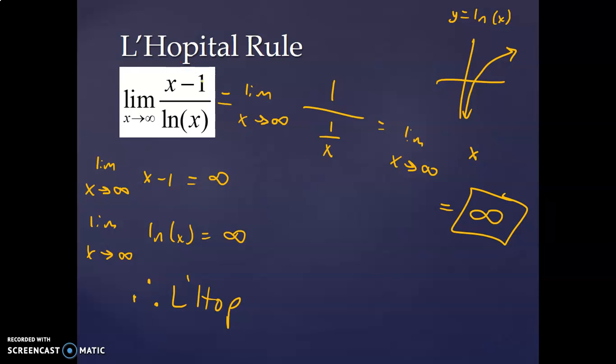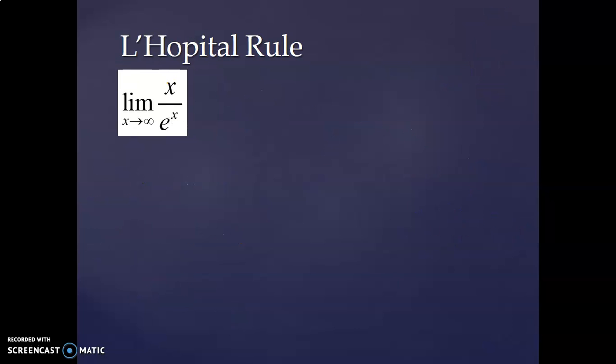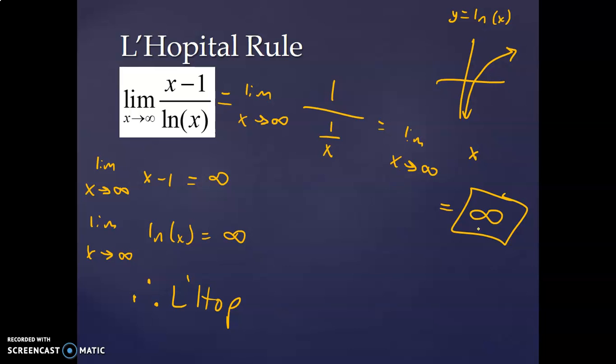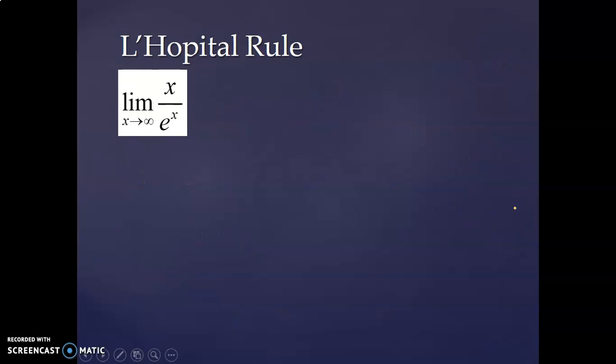So if I graph this function, since the top is growing much faster than the bottom, x grows much faster than ln of x. So this limit would approach infinity. All right, let's take a look at another example. And again, sometimes infinity divided by infinity is a number. Sometimes infinity divided by infinity is infinity. There's lots of different things, which is why you have to use L'Hopital's rule.